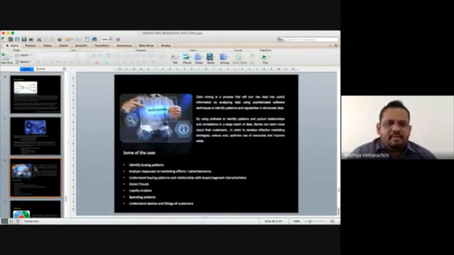So in a data warehouse, another very critical word that you come across is data mining, right? Data mining is a process that will turn raw data into useful information. This is done by analyzing data using sophisticated software techniques, right? And basically you try to analyze patterns and regularities in the structured data, right? So you can use software and pull out relationships and correlations.